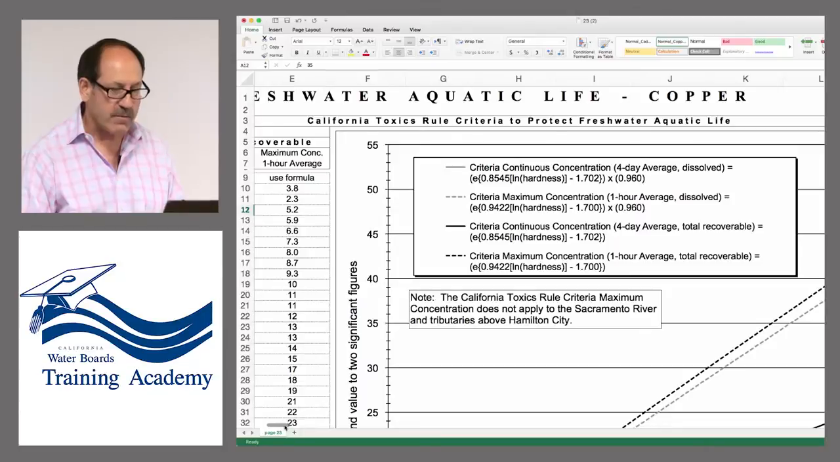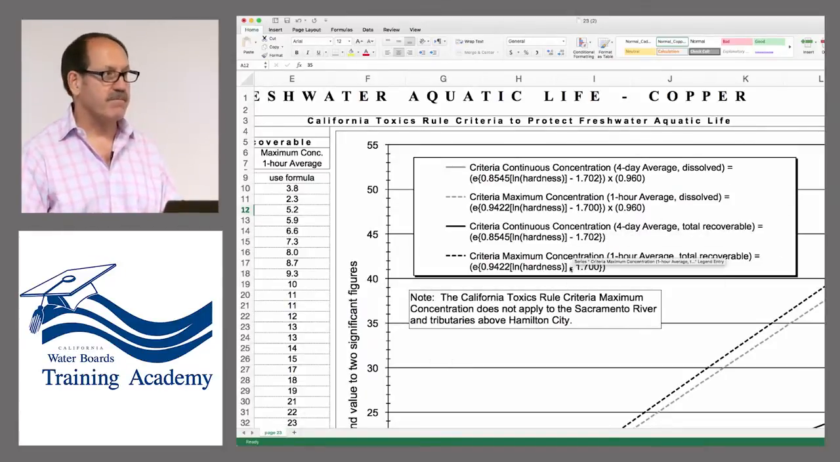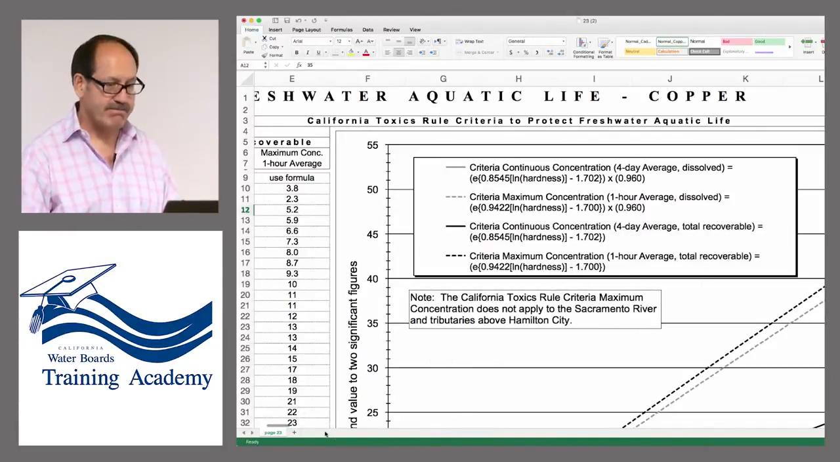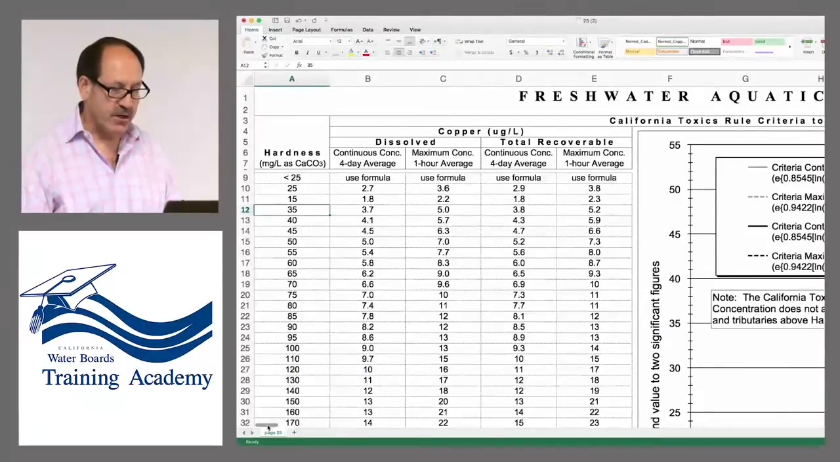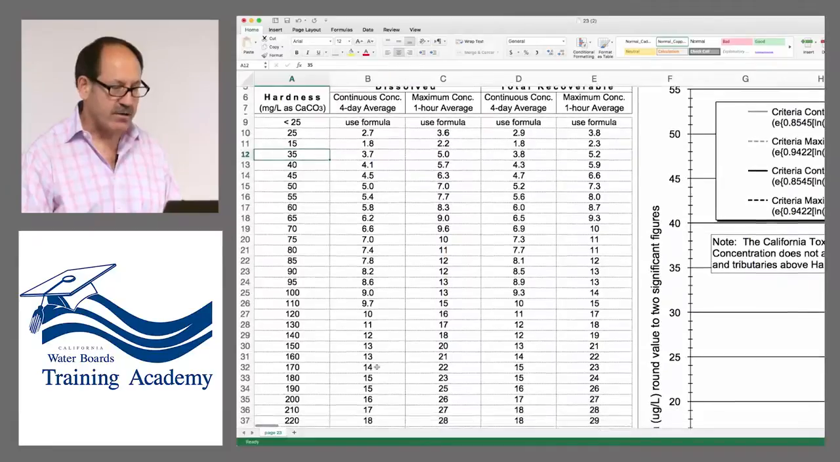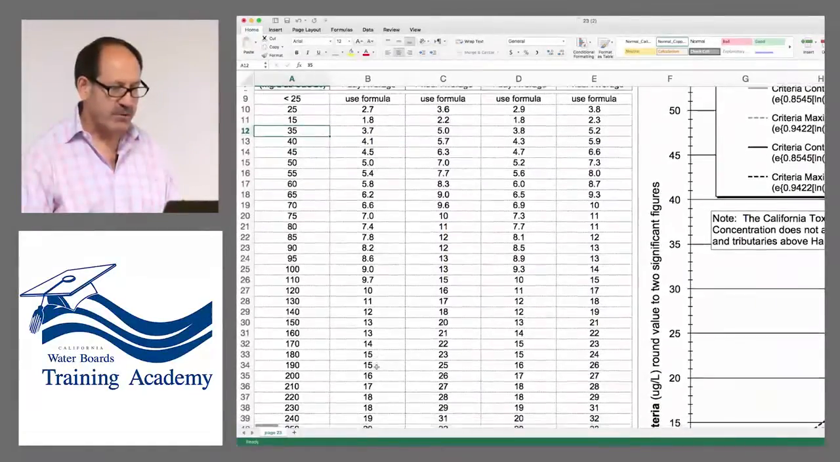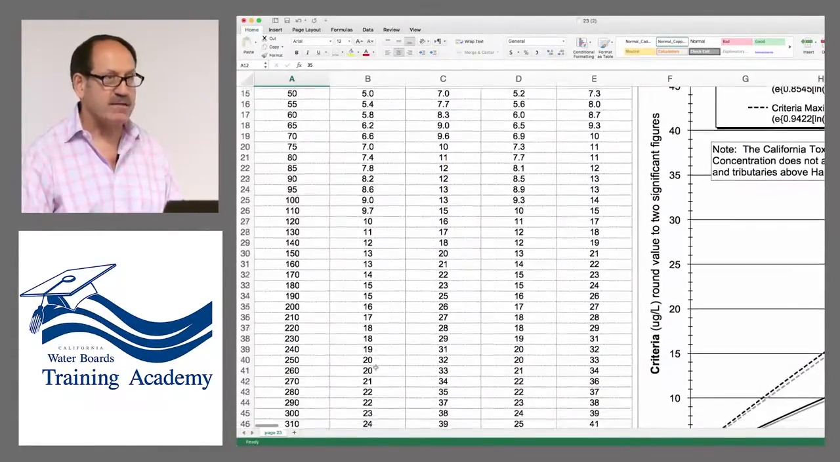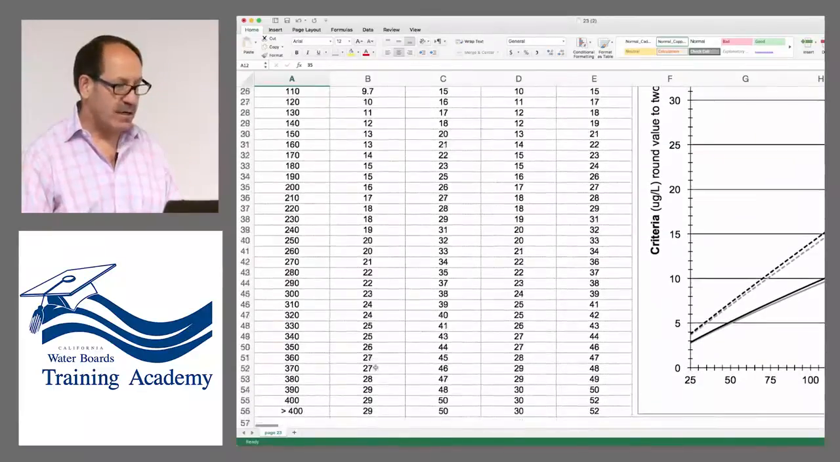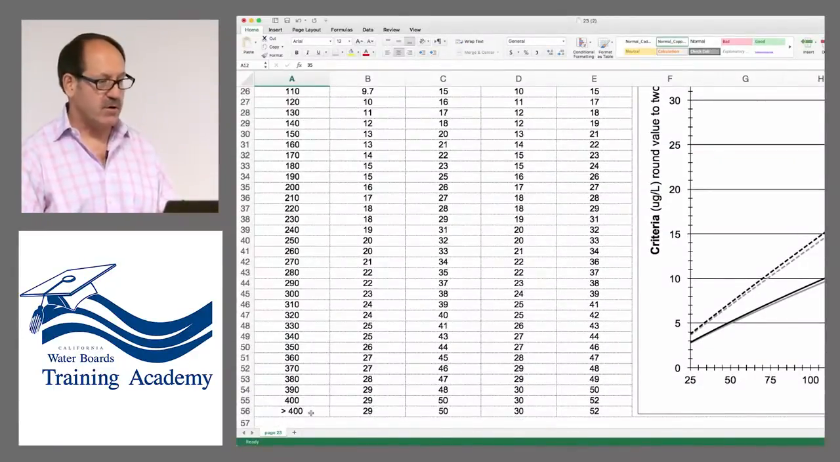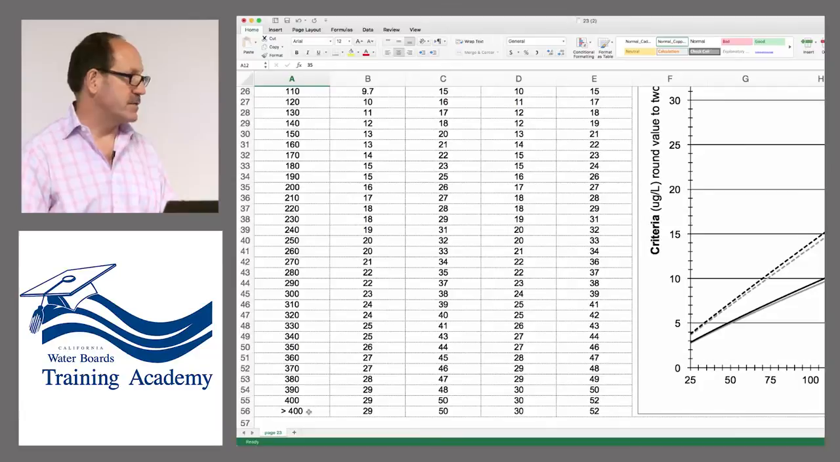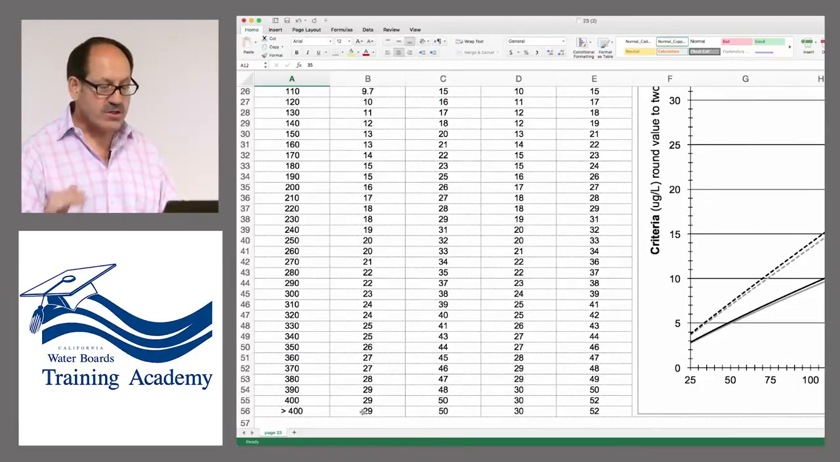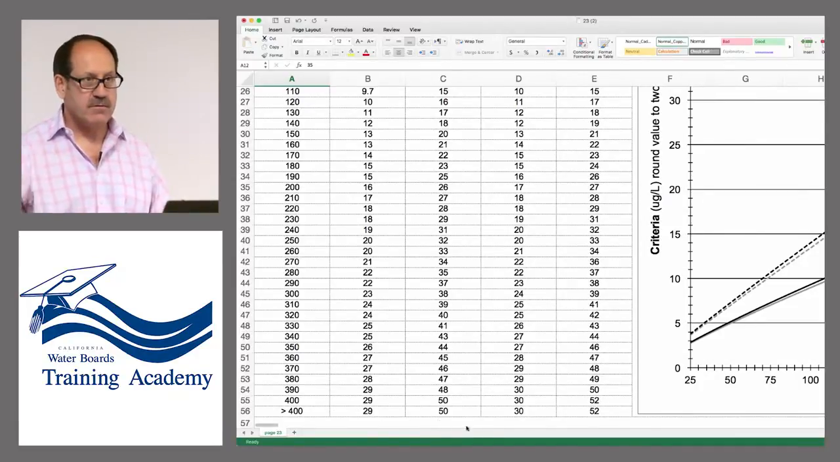Give you an idea. There's the formulas. Okay. So if you did need to run them, you've got those too. When we get to very high hardness values, the relationship between toxicity and hardness breaks down. So EPA says above 400 milligrams per liter as calcium carbonate for hardness, we're just going to stick with the 400 criteria.